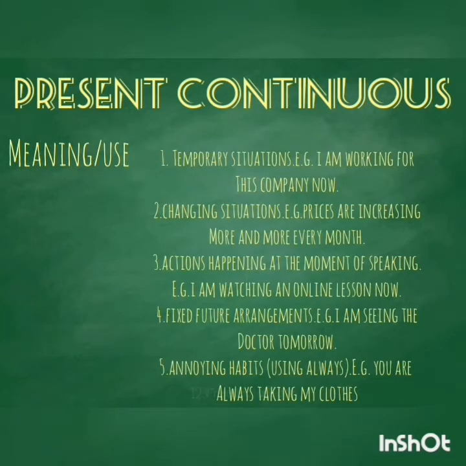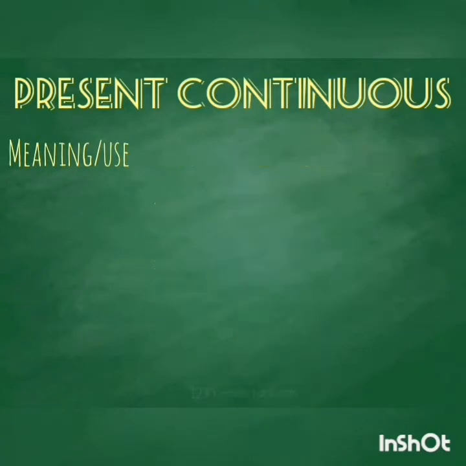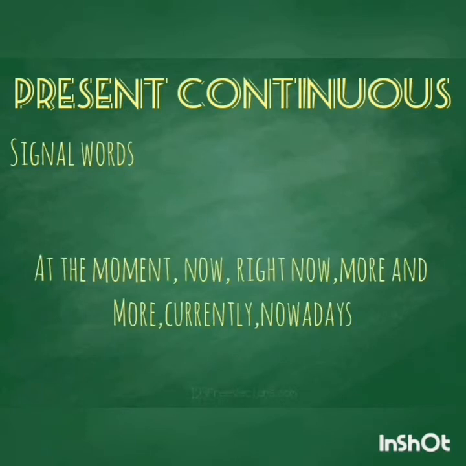The present continuous is used to speak about temporary situations, changing situations, actions happening at the moment of speaking, fixed future arrangements, and annoying habits in the present, always using the adverb always. Typical signal words for the present continuous include expressions such as the ones that you can see below in this part of the video.